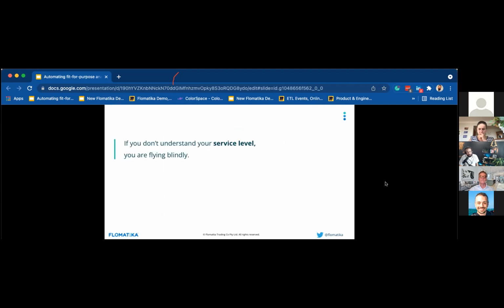So if you don't understand your service level, you're probably flying blindly today, right? And I think one thing that is important to bring and discuss is that if there is a service, there are options, right? And if there are options, there are choices. I think this is really important to think about. So when you think about services, it's really important to understand that customers have options, right?